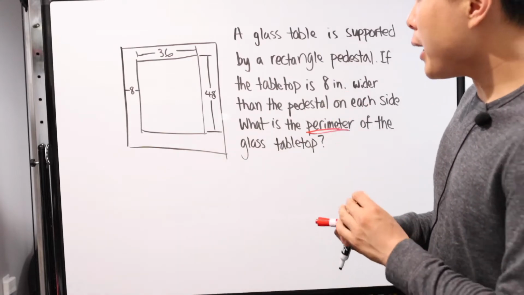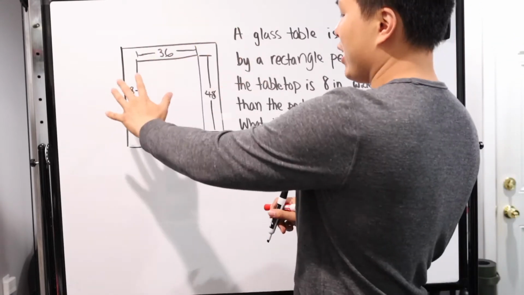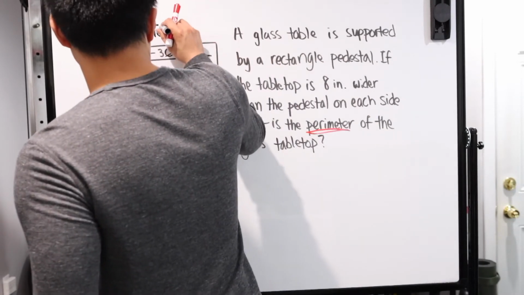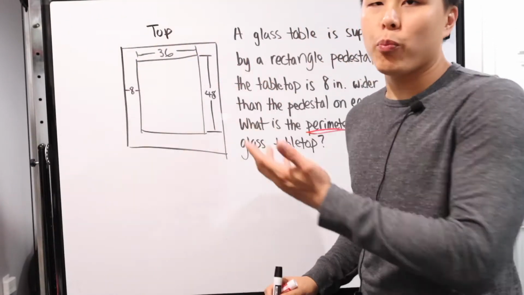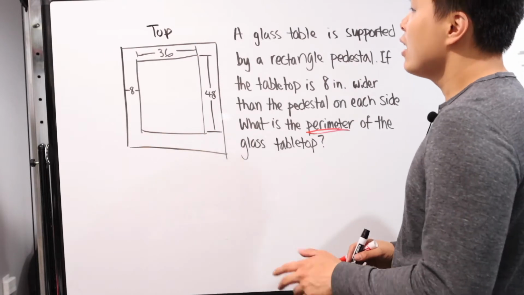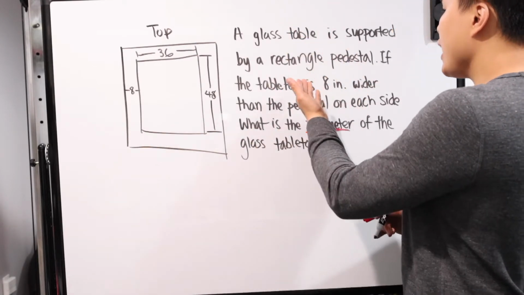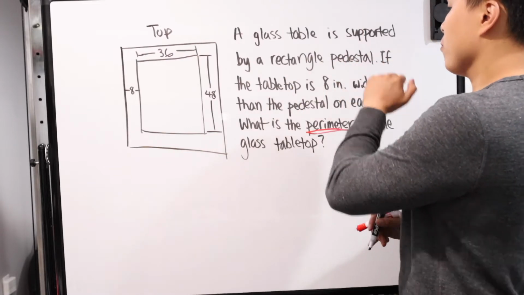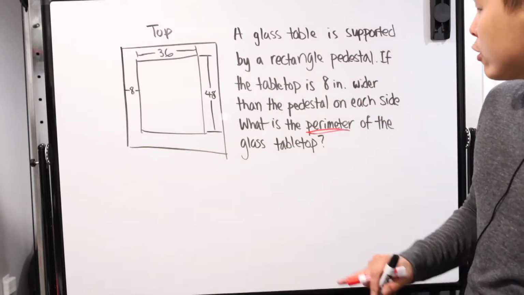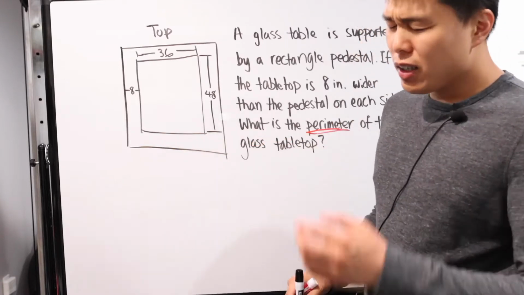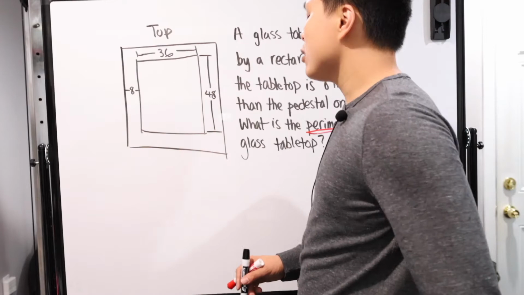Now, it has a picture view, right? But now here's the thing. This is a top view, and it can get a little confusing if you skim through the problem very quickly and just miss the key detail. But basically, let's just talk about it. A glass table is supported by a rectangular pedestal. If the tabletop is 8 inches wider than the pedestal on each side, what is the perimeter of the glass table itself? So that's basically what it's saying.